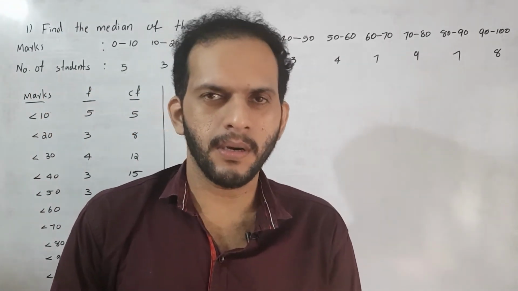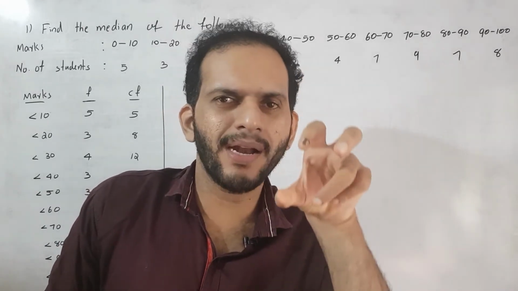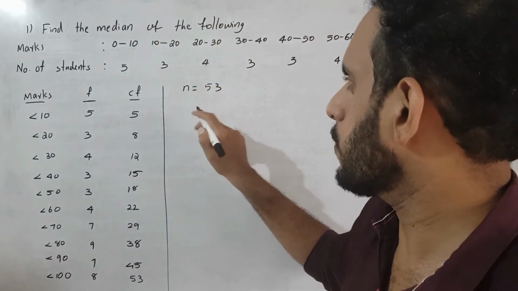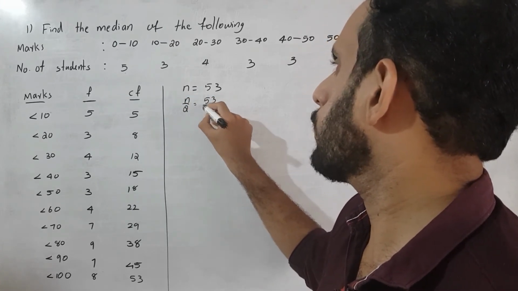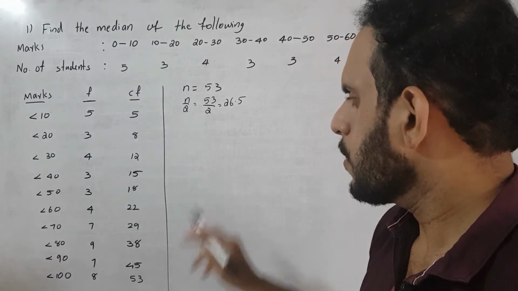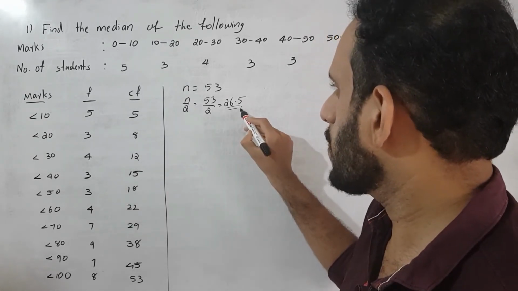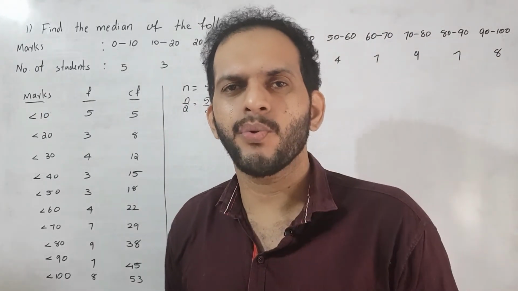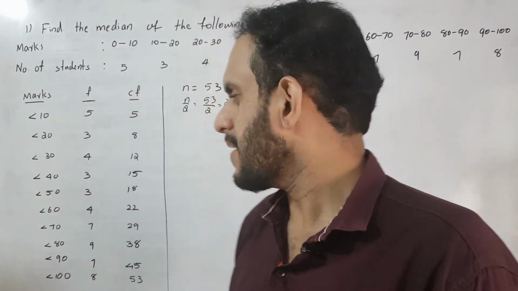The next step is to choose the median class. To find the median class, first identify the n value and the n by 2 value. We got the n value here, 53. Next we find n by 2, which is 53 by 2, equal to 26.5. Next, for 26.5, we check in the column of CF which value is greater than and nearest to 26.5.